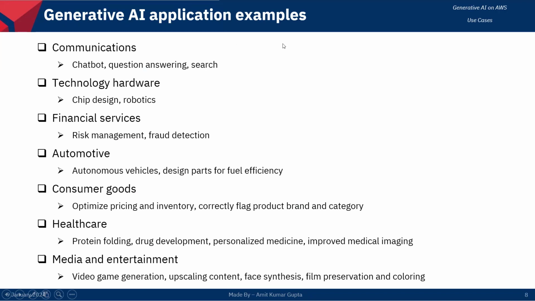This is the generative AI application examples. Like in the communication sector, the examples are chatbot, question answering, and search. Similarly, there are multiple domains and different uses I have collected here: technology, hardware, financial services, automotive, consumer goods, healthcare, and media and entertainment. There are different types of industries where we are using different types of application examples. So we can apply generative AI in those places, right?